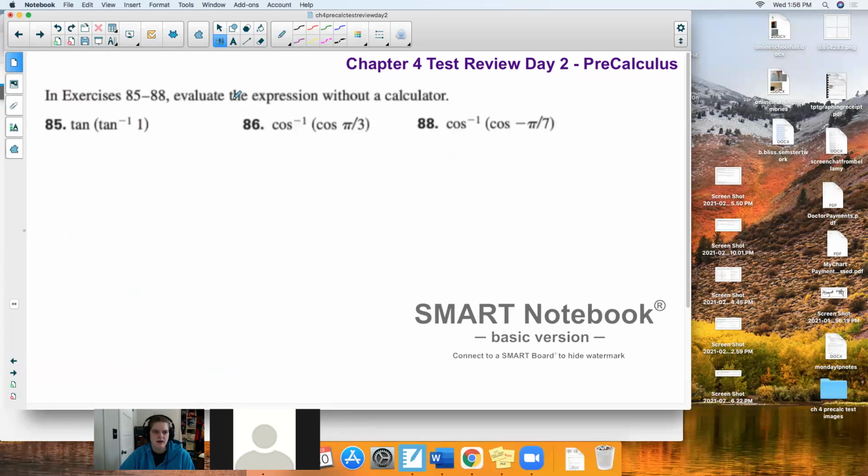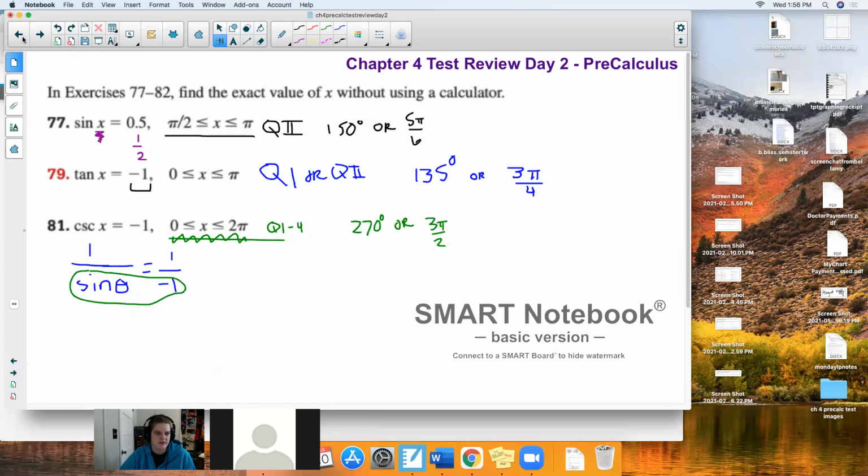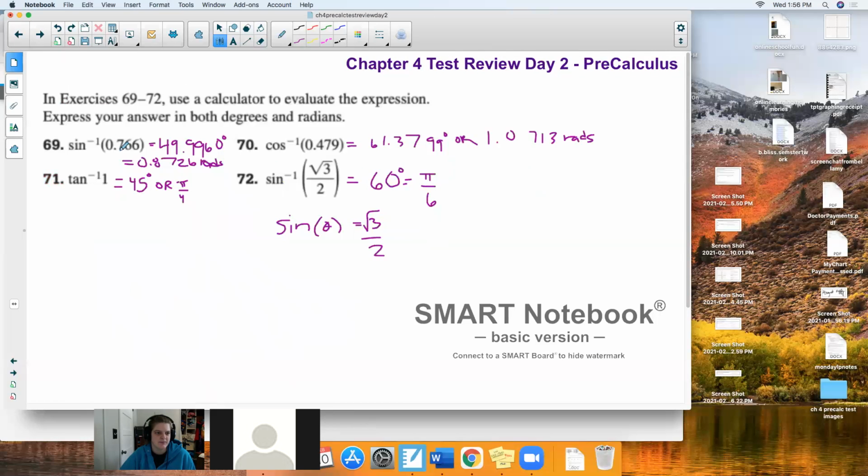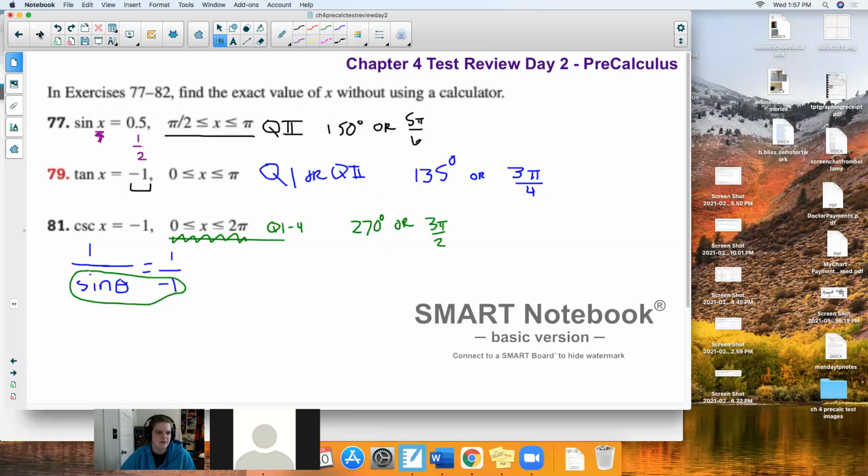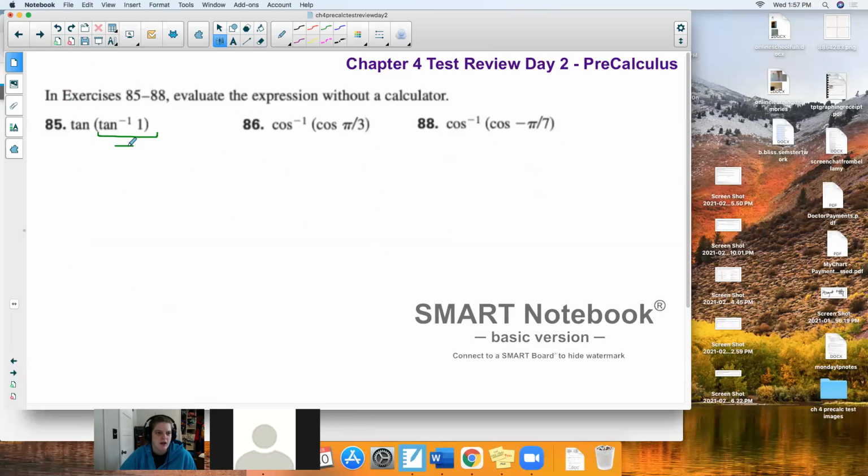All right, evaluate the expression without a calculator. Okay, sounds good. So we need tangent inverse of 1. Did we just do that? Because it's always nice to just repeat things. Ha, we did. It's 45 or pi over 4, so I'm going to cheat. All right. So pi over 4, and so now we just need what is tangent at pi over 4.